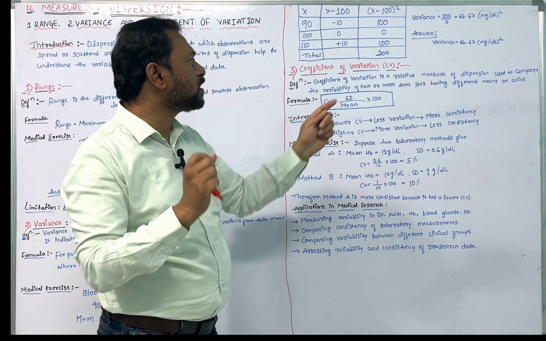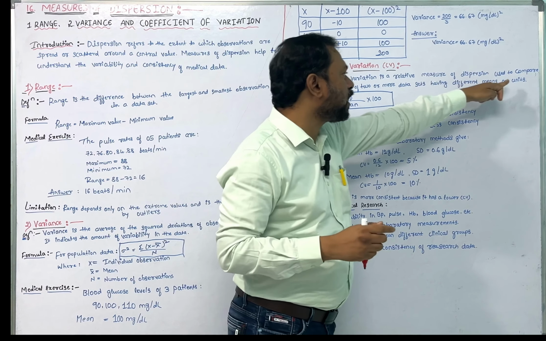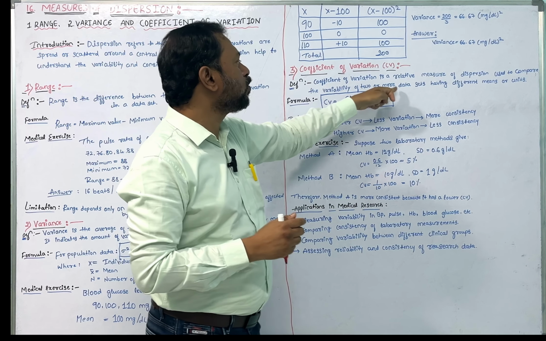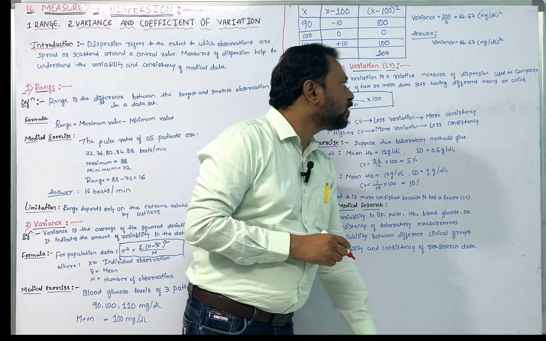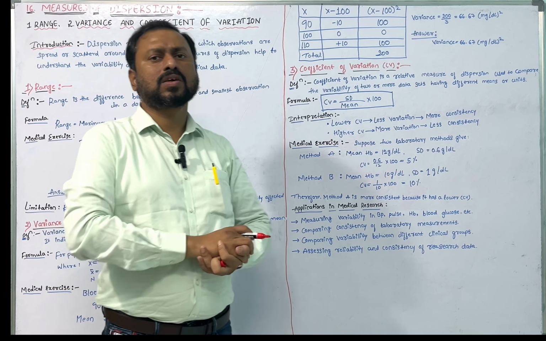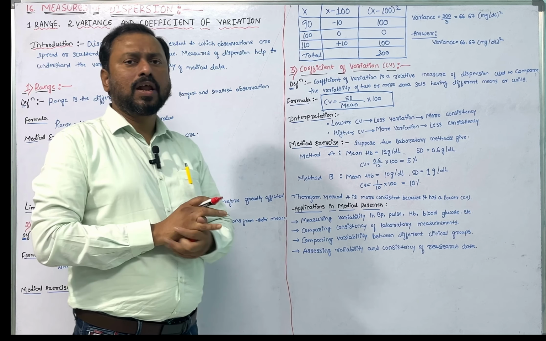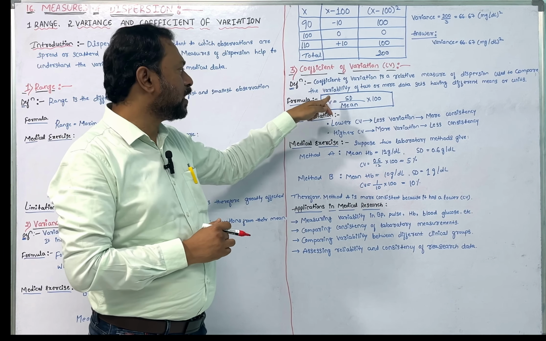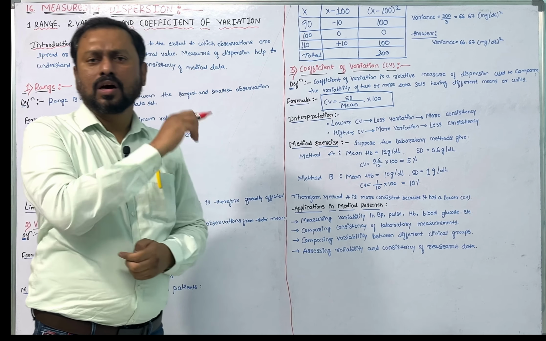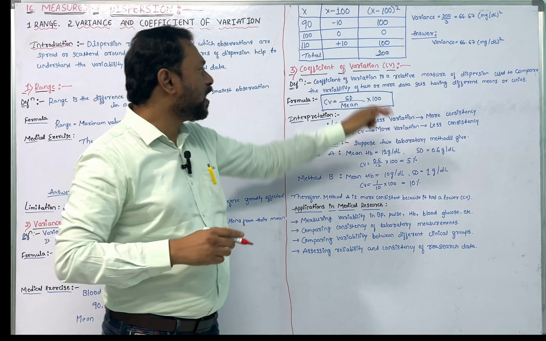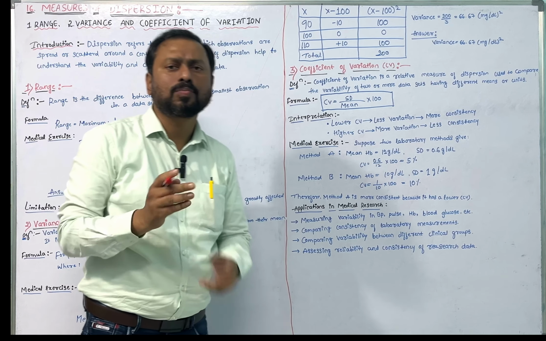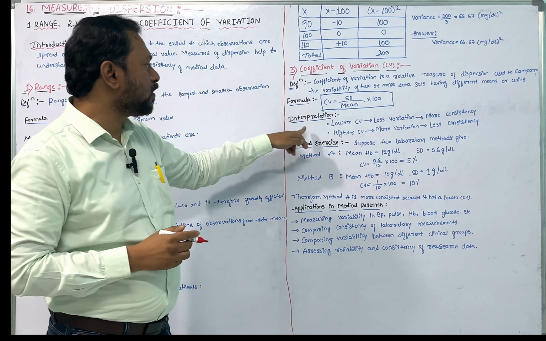Here, as a relative measure, it shows how much dispersion there is, and it is used to compare the variability of two or more data sets having different means or units. This is called the coefficient of variation. The formula is: coefficient of variation is the standard deviation divided by the mean, multiplied by 100. If you put the values here, the final answer will come.